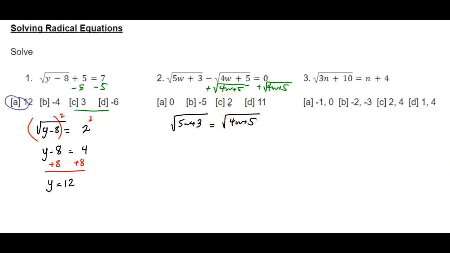Now, this is a situation where we have a square root on the left equals a square root on the right. So essentially, if we're saying these things are equal and they're both already under square root, all we have to do is say that the 5w plus 3 must equal the 4w plus 5.